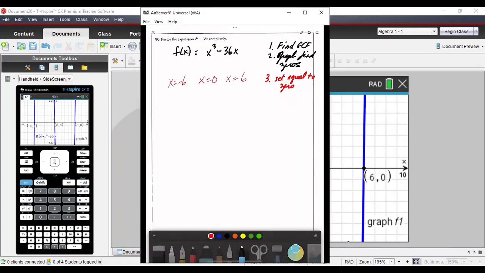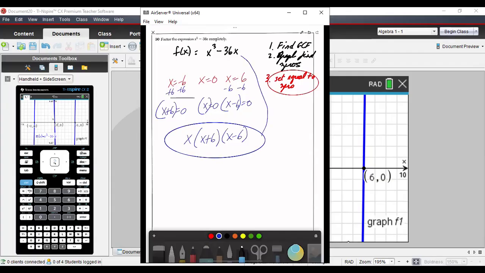Now, all we're going to do is set all of these zeros equal to 0. So watch. We just add 6 to both sides. I'm going to subtract 6 from this side, right? And then we're just going to have x plus 6 equals 0. This is already equal to 0, and this is going to be x minus 6 is equal to 0. Now these are our factors. So I'm going to put x first, times x plus 6, times x minus 6. That is factored completely.